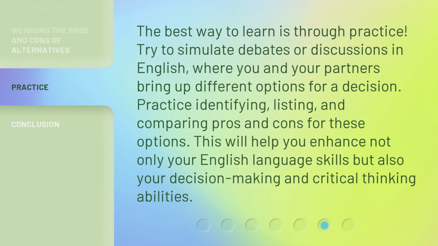The best way to learn is through practice. Try to simulate debates or discussions in English, where you and your partners bring up different options for a decision. Practice identifying, listing, and comparing pros and cons for these options. This will help you enhance not only your English language skills but also your decision-making and critical thinking abilities.